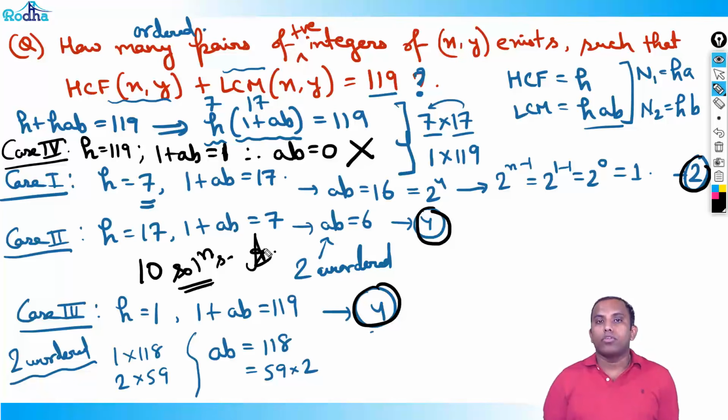It's a very good question, right? Okay, so what was given? HCF of X, Y plus LCM of X, Y equal to 119. Okay, so what we did, we assumed HCF to be H.